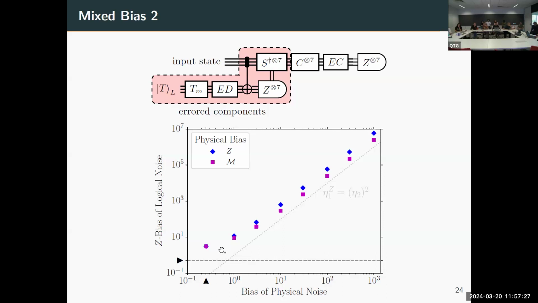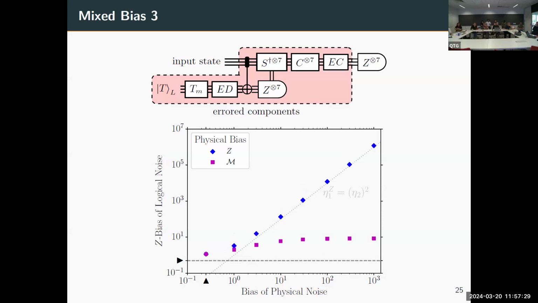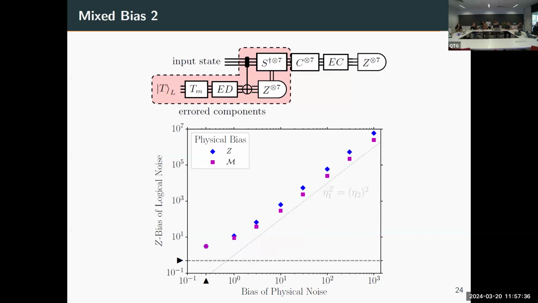But this breaks down when you really consider error correction, because unlike the transversal gate, sorry, that's what the blue diamond and the red square is. The red square corresponds to mixed bias, and the blues are the Z biased plots we've seen before. But this time also restricted to these components, so it's technically different. You're only putting mixed bias where there's pink in the circuit. Yes, just the magic state injection component.